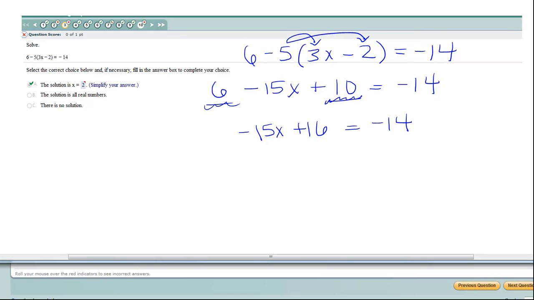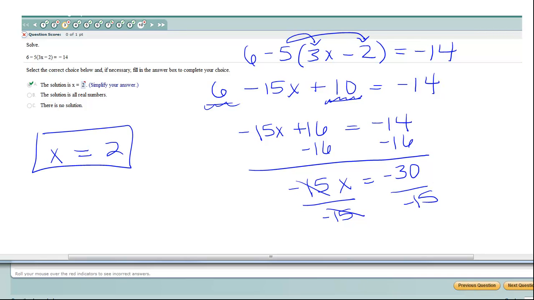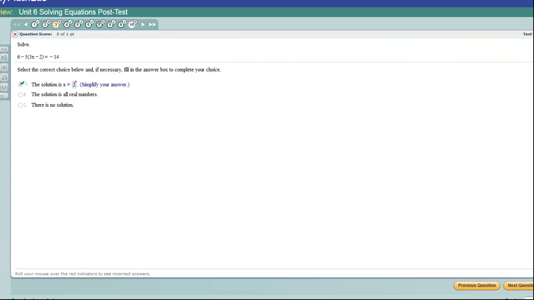Now I want to get this -15x by itself, so I'm going to subtract off 16 on both sides, and then I get -15x equals -30. You were adding it wrong. Got two negative signs, so we're going the same way on the number line, so we add. Then I don't care what -15x is, I want to find out what x is. So I divide both sides by -15. Cancel these out, and I'm left with x equals 2. -30 divided by -15 is 2. All right, so that was number 3.